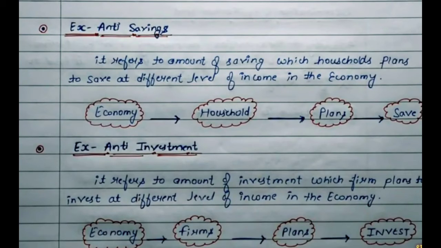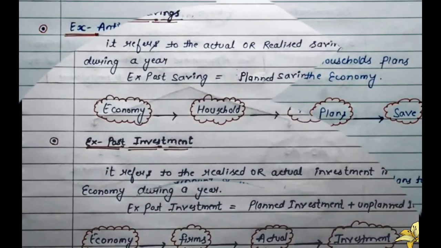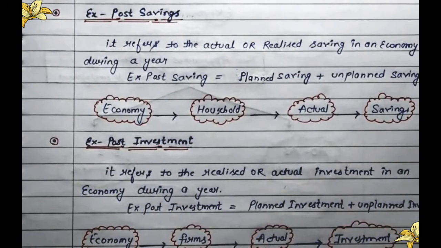Now let's move on to the next, that is ex ante savings. This is when the household sector plans for saving. Like, I am planning for the next year that I have to save at least rupees 2 lakh. So it refers to the amount of saving which households plan to save at different levels of income in the economy. And then investment, where not the household but the firms are actually investing. It refers to the actual investment in an economy during a year.